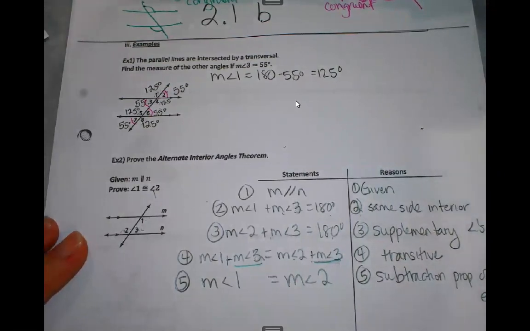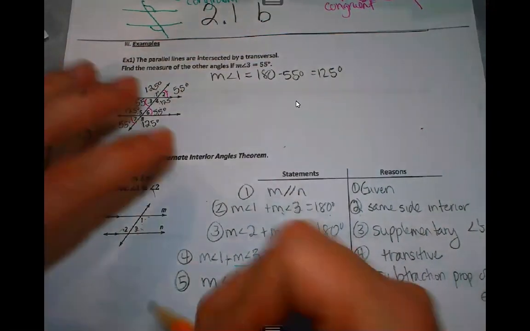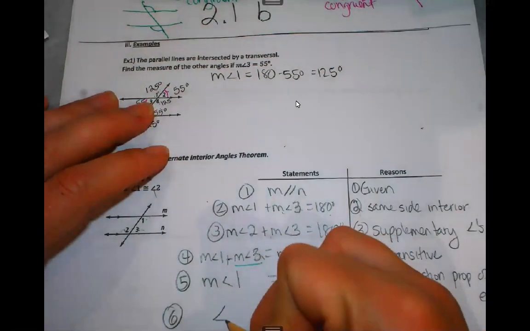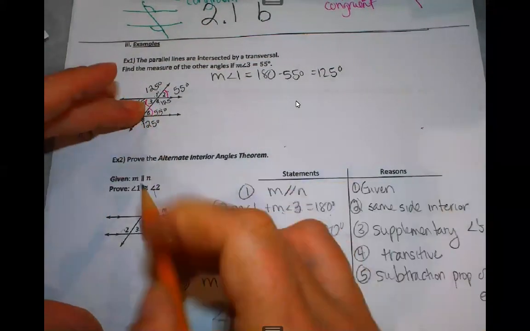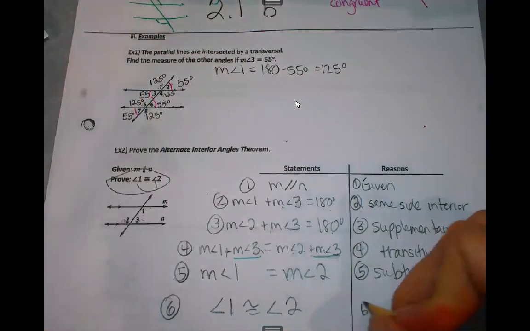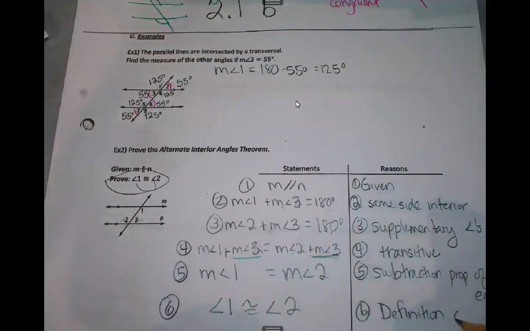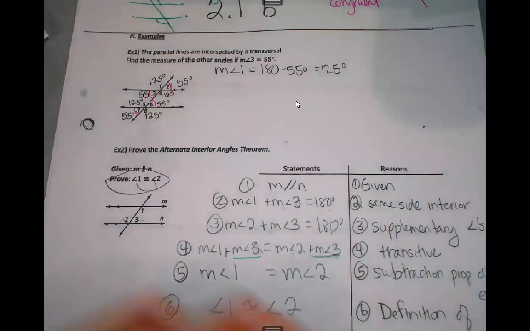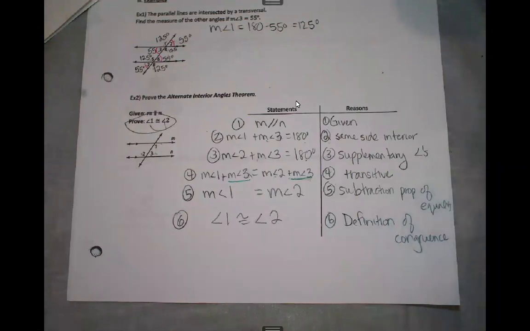Okay. Then, if they're equal, they're congruent. Angle 1 is congruent to angle 2. That's what I'm trying to prove. I just did it. Definition of congruence. Wow. There we go. Pause it if you need to see it. Okay.